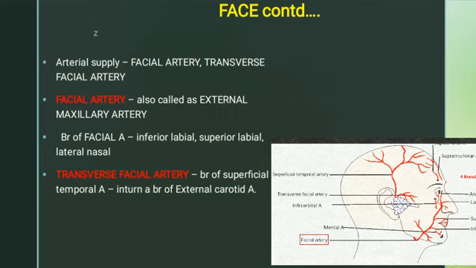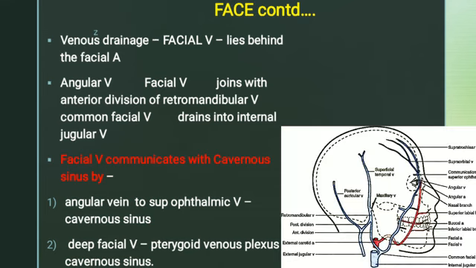The other artery, the transverse facial artery, is a branch of the superficial temporal artery, passes forwards between the zygomatic arch and the parotid duct and supplies the face. Venous drainage of the face takes place through the facial vein and the retromandibular vein. Facial vein lies behind the facial artery. It starts as the angular vein near the medial angle of the eye, continues as the facial vein, and after crossing the lower border of the mandible, it joins with the anterior division of the retromandibular vein to become the common facial vein. Finally, it drains into the internal jugular vein.